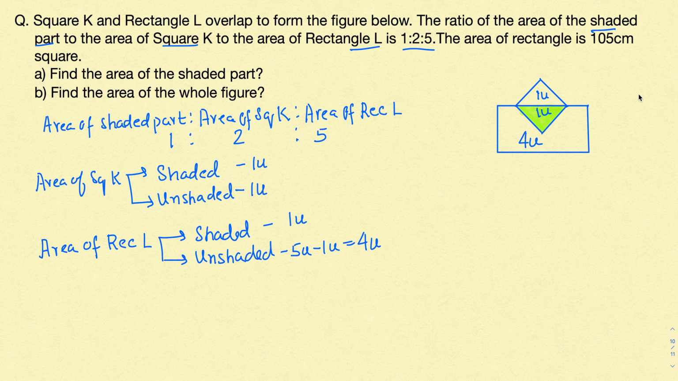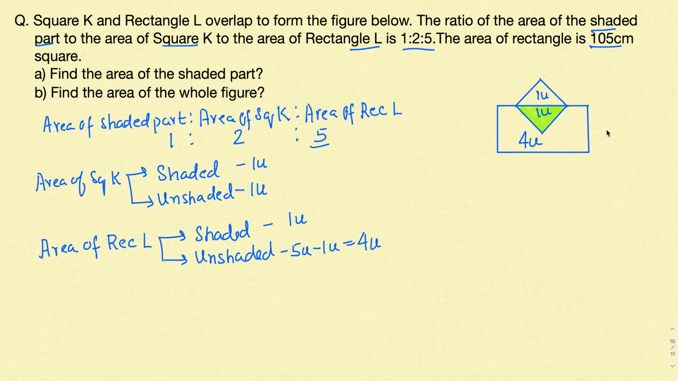Now, let's read the first part of the question. We have to find the area of the shaded part. Basically, we have to find the area of this part, which is 1 unit, right? Is there anything else in the question which we can use to find the shaded area? Yes, we are given the area of the rectangle. The area of the rectangle is 105 cm square. And what is the area of the rectangle in terms of units? It is 5 units, right?